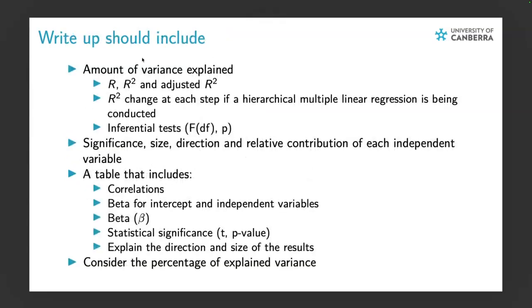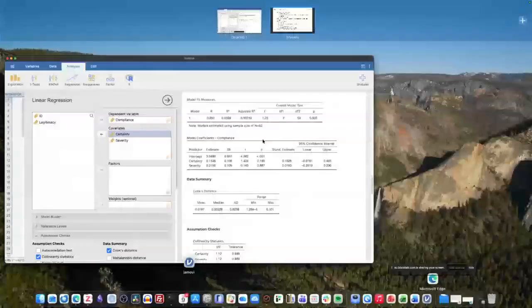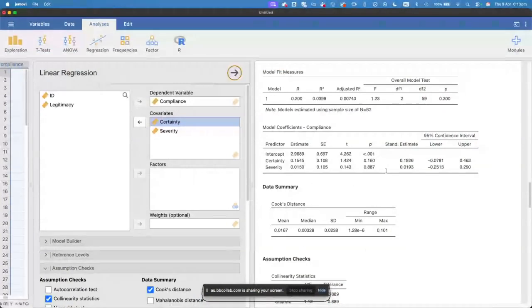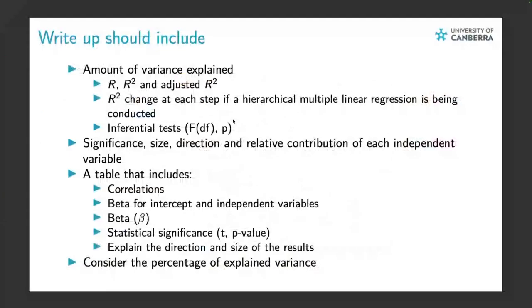And so the write-up should include these components, which may seem overwhelming at this stage, but will become second nature the more you interpret multiple linear regression analyses in terms of the model output. So R squared, and adjusted R squared. If it's hierarchical, you're looking at the change in R squared, and then your inferential tests like the ANOVAs that was done for the model. Significance, size, direction, and relative contribution of each variable. So significance is determined by the p-value. Direction is determined by the estimates, like they're all positive here. And the size of the effect is determined by the standardized estimate. So that's the key things there.